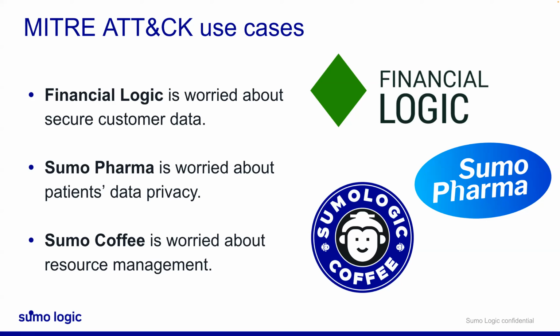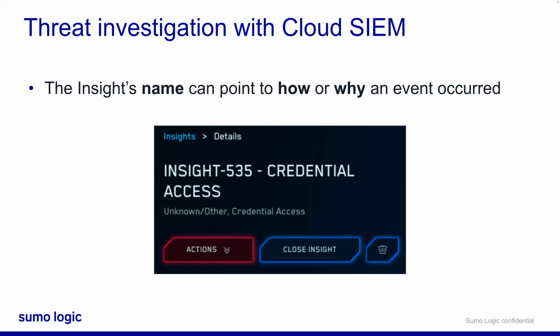All right, a couple more slides here, and then we'll get back into the lab. So the insight page is going to show you everything you need to start unraveling the security event. When your signals cluster together, Cloud SIEM is going to use the tactics and techniques to name the insights that they generate. And this naming is automatic, which is kind of cool.